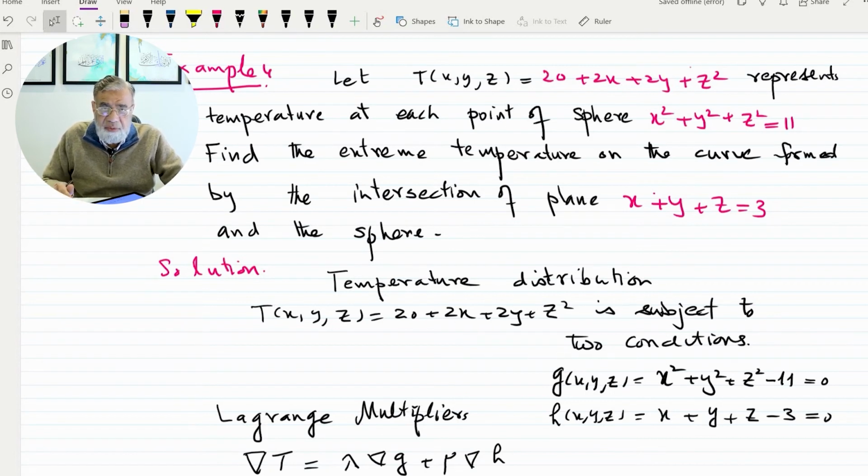So we have the function that's giving the temperature distribution at any point of the sphere. Temperature is 20 plus 2x plus 2y plus z square, and the sphere is x square plus y square plus z square equal to 11. And it's being intersected by a plane x plus y plus z equal to 3.